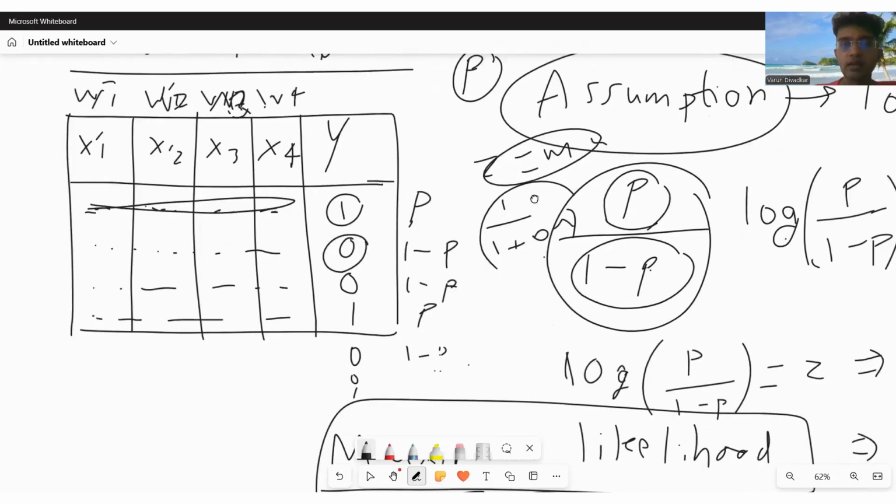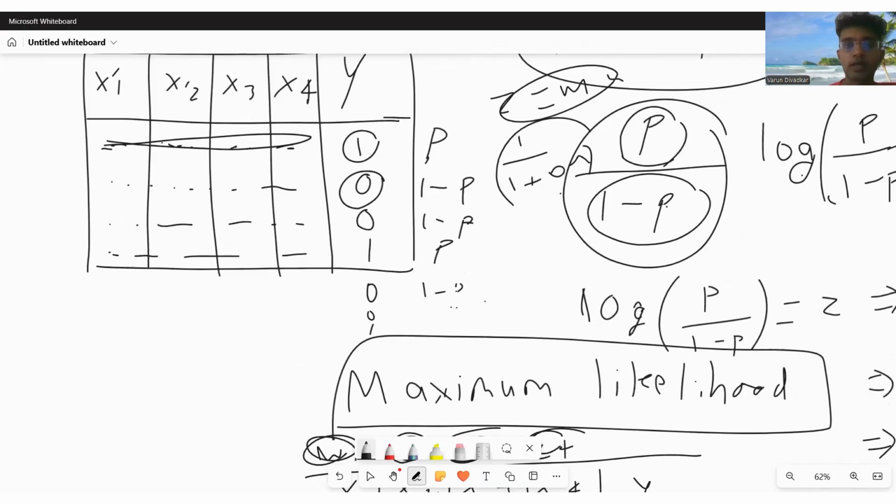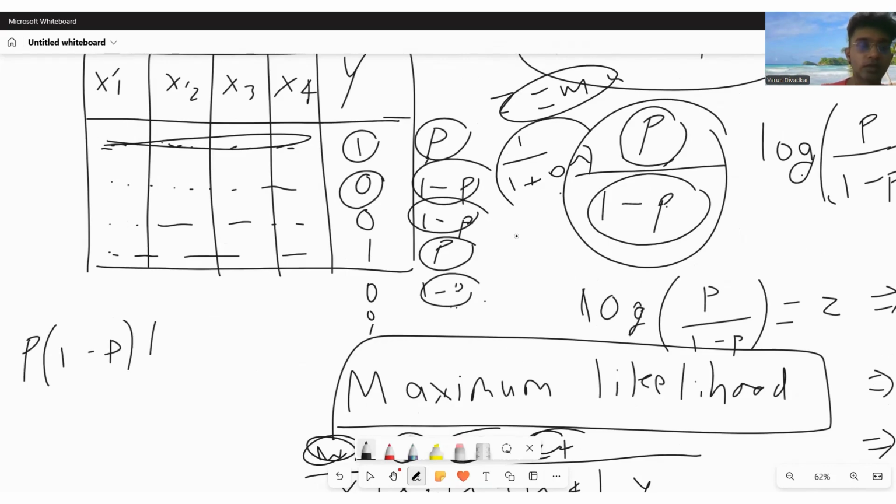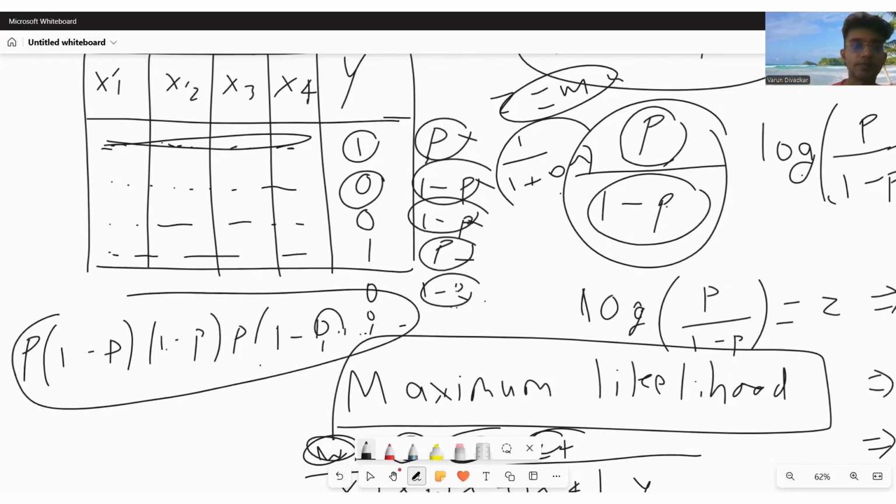And at the end, it's going to compute this entire product, like P into 1 minus P into 1 minus P into P into 1 minus P, until as many rows as we have. Suppose we have, say, 100 rows, so 100 such items in the product. And then this product basically has to be the maximum because this shows the likelihood, right?